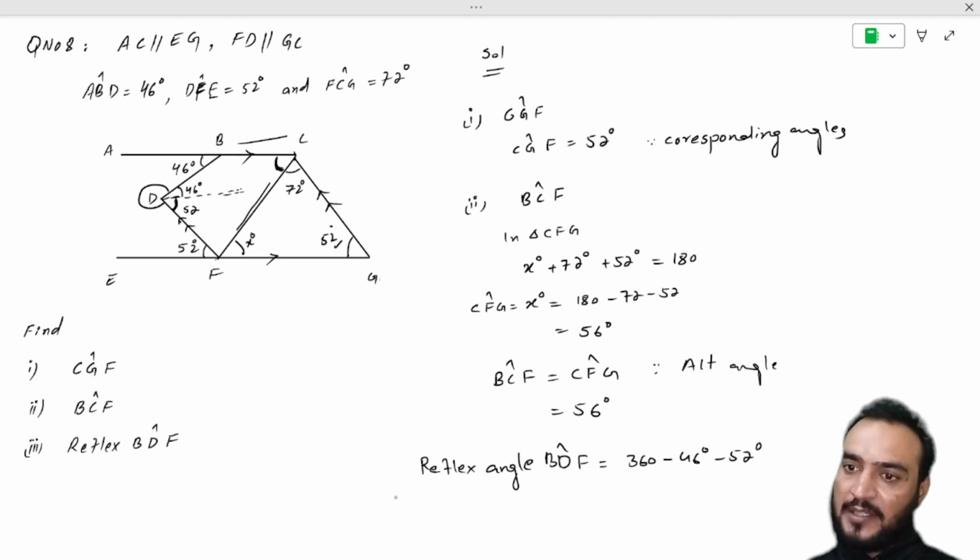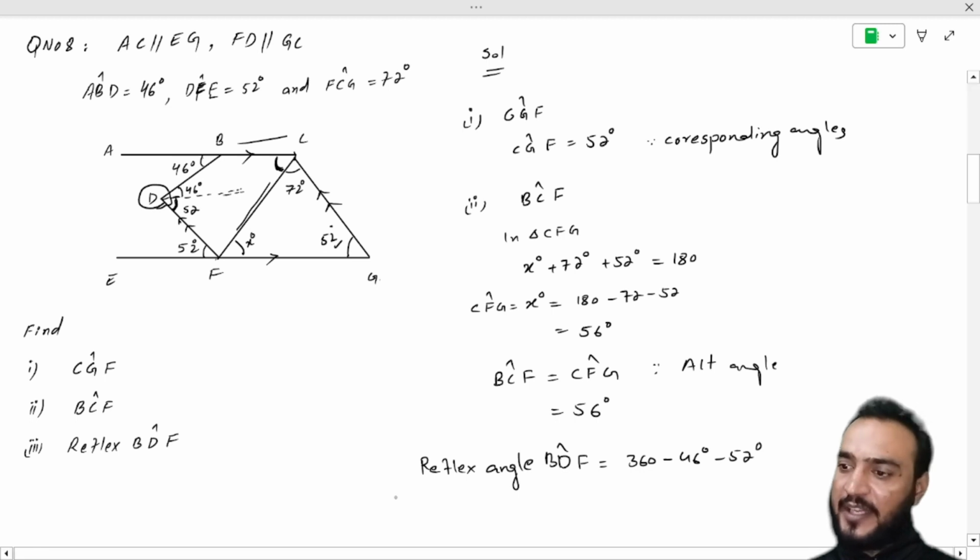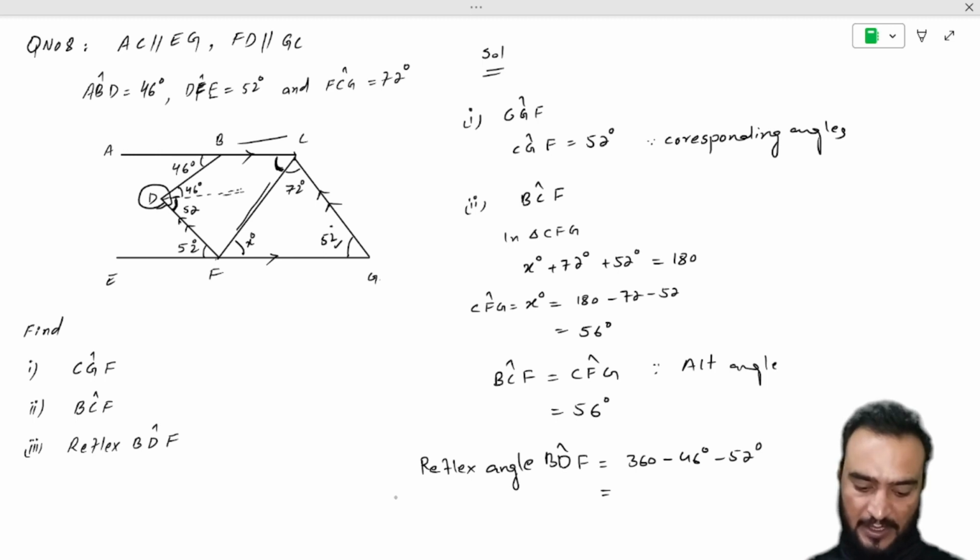We have to subtract the 46 and 52 from this complete circular angle. Then we get the reflex angle at point D. So if we subtract 46 and 52 from 360, we get 360 minus 46 minus 52 equals 262 degrees. So this angle is 262 degrees. Hope you understand this question.